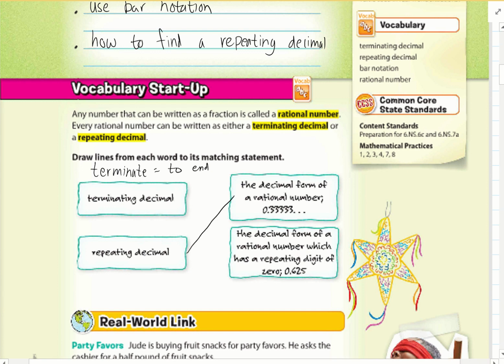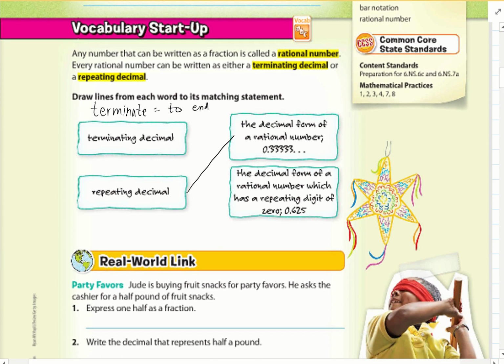So I know the decimal form of a rational number 0.333333, that's a repeating decimal. The decimal form of a rational number which has a repeating digit of 0 is here. When it says repeating digit of 0, that means I can repeat the zeros.